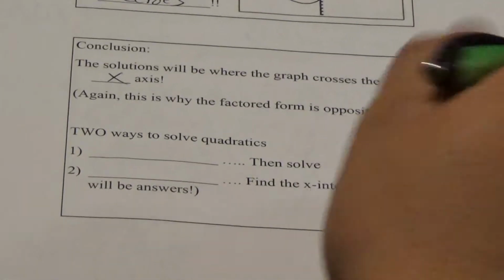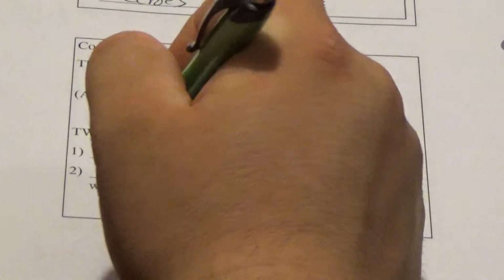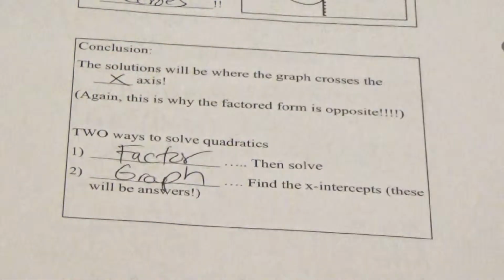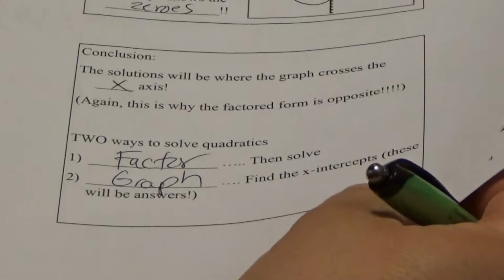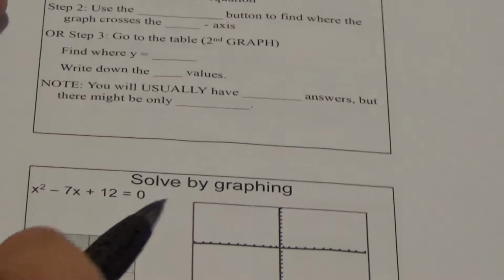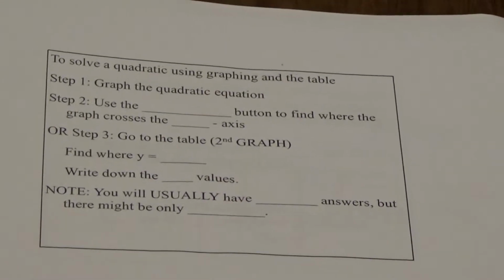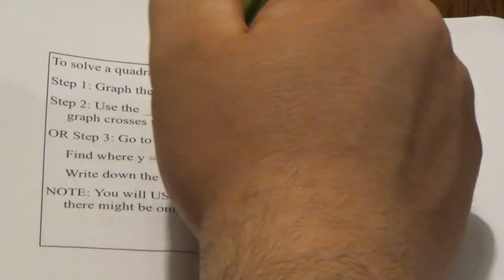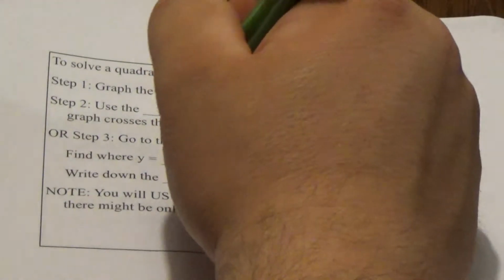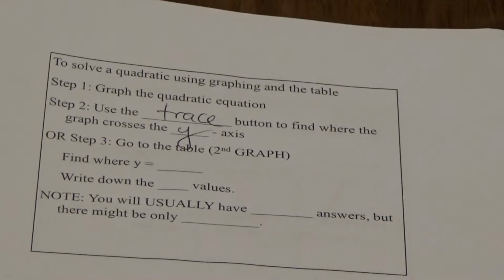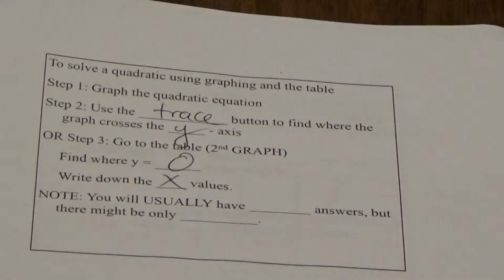So there's two ways to solve quadratics. You can factor it, or you can graph it. And when you find the x-intercepts, these will be the answers. To solve using the graph of the quadratic and the table, you can graph the quadratic equation, and then use the trace button to find where the graph crosses the x-axis. Or you can go to the table. You find where y is equal to 0, and you write down the x values.